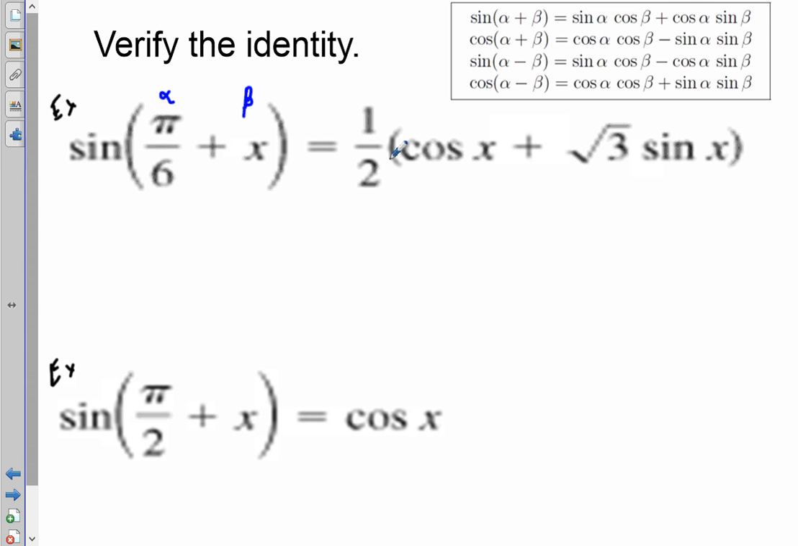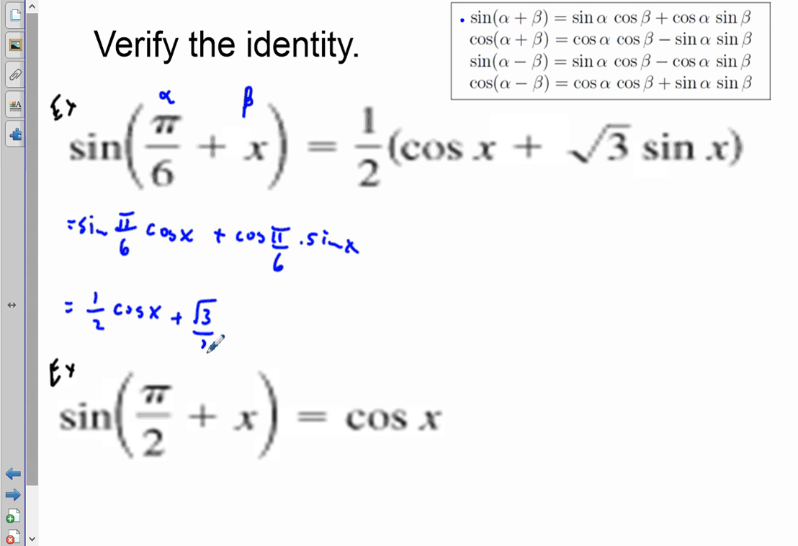So this is a sum of 2 angles, and it's a sine, so we're going to take the sine of our alpha, which is pi over 6, times the cosine of our beta, which in this case is x, plus the cosine of pi over 6 times the sine of x. Going from here, we know that sine of pi over 6 is 1/2, knowing one of our trigs. And cosine of x is cosine of x. Cosine of pi over 6 is the square root of 3 over 2, square root of 3 over 2 sine of x.